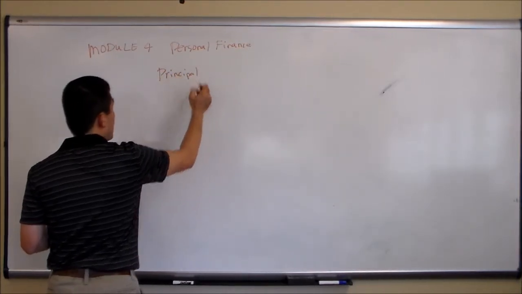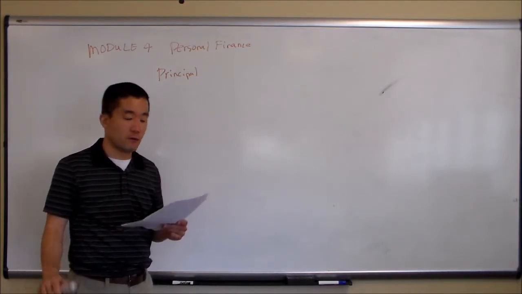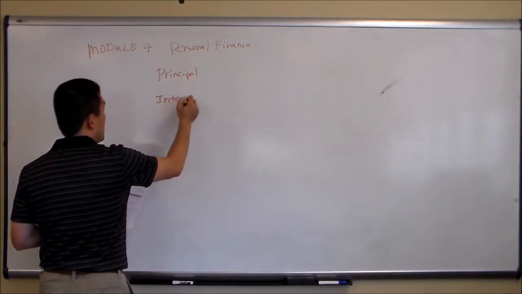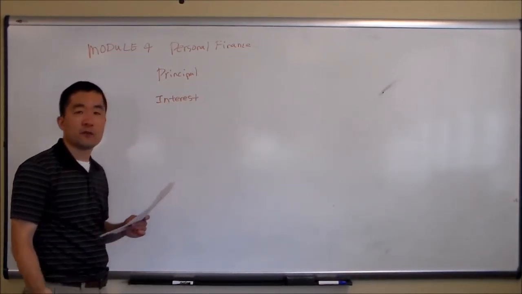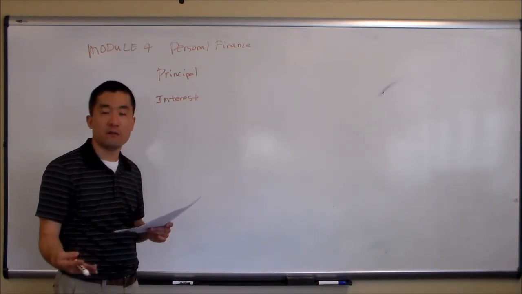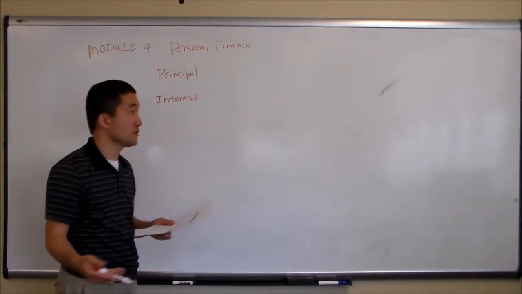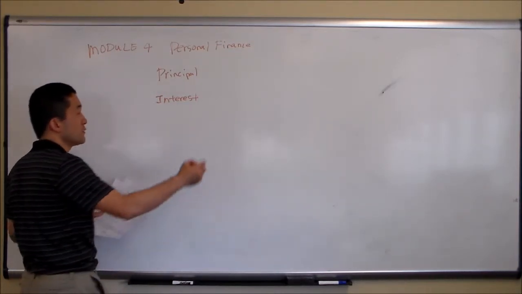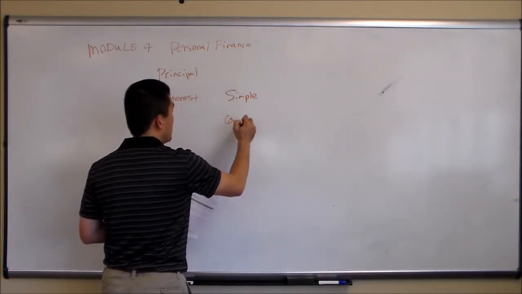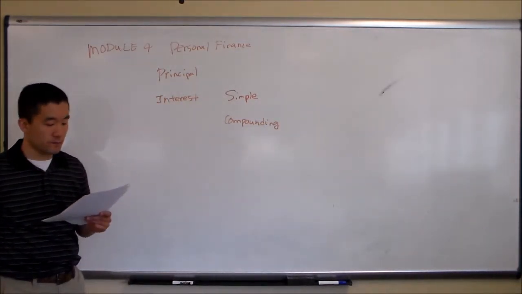Principal. It's the amount of money you either lend away or borrow. Interest. That's what you pay for that money. If you're lending money, you won't be able to use that money for a duration of time. So what's the cost of that? That's the interest. There are two types: simple and compounding. And we will cover both of those.